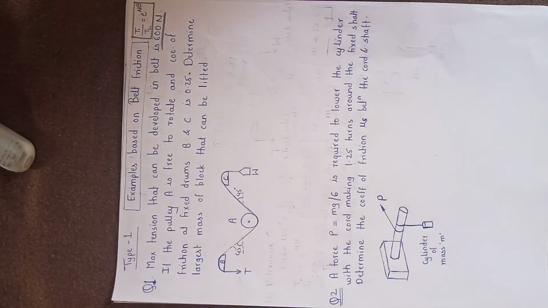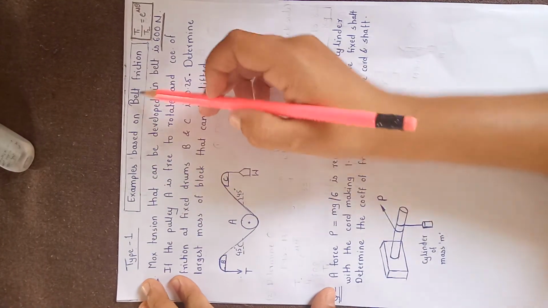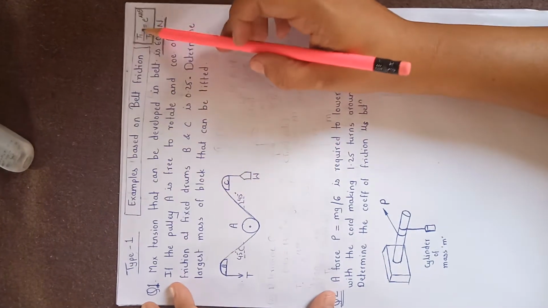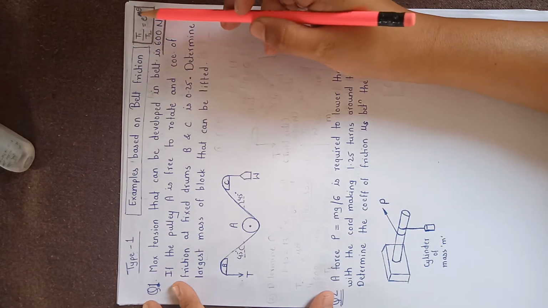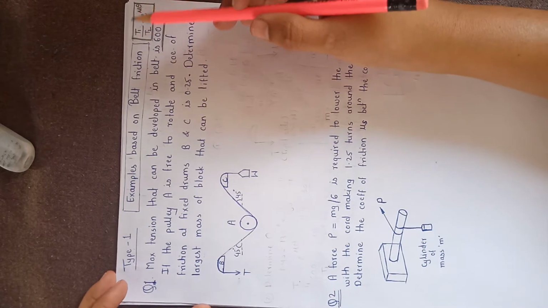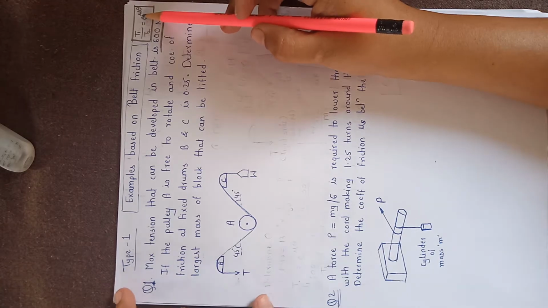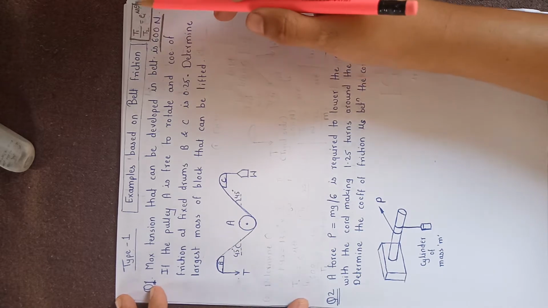Let's start the sums in friction. As I said, there are 5 types, and let's start with type 1: examples based on belt friction. In this type, this formula is very helpful: T1 by T2 is equal to e raised to mu theta. Here T1 is tension on tight side and T2 is tension on slack side. e is a constant, mu is coefficient of friction, theta is angle of lap.